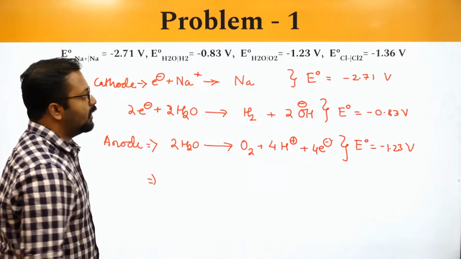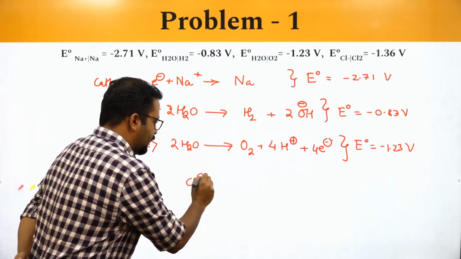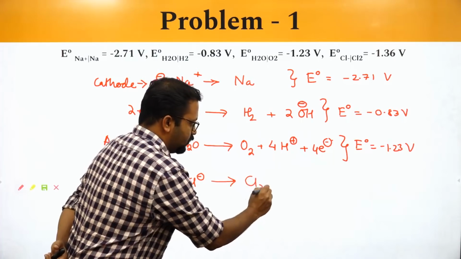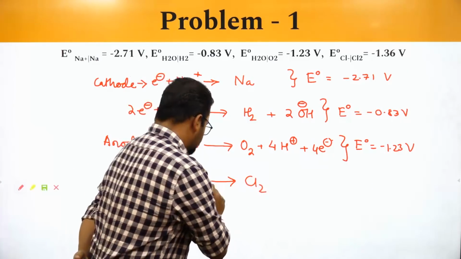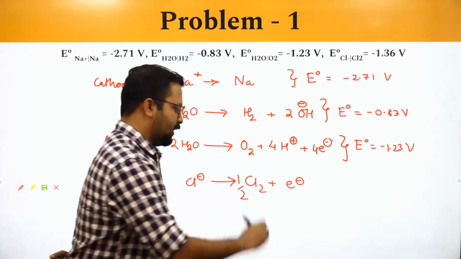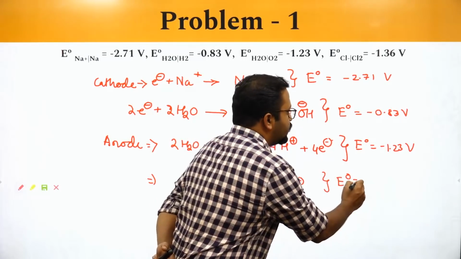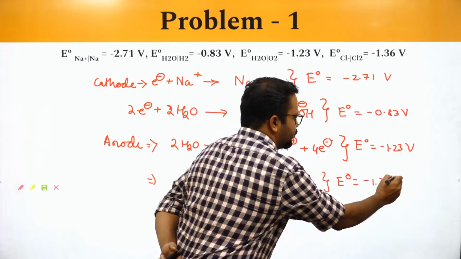And there's another reaction, Cl minus converting into Cl2, in which it is also giving out an electron. Let's say I write it as half Cl2. The E0 value is given as minus 1.36.